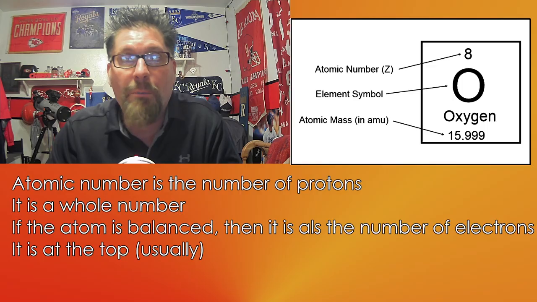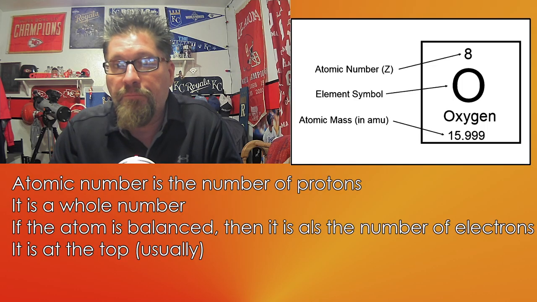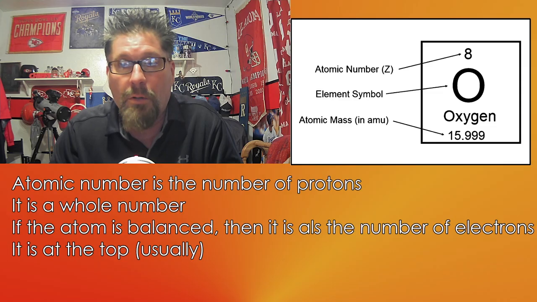It may have one example up in the corner somewhere. But the atomic number, the number of protons, is also a whole number. So when you're looking at a periodic table, and it doesn't have a label for you to identify the parts, the one that is a whole number is the atomic number. It'll also be the smaller number.